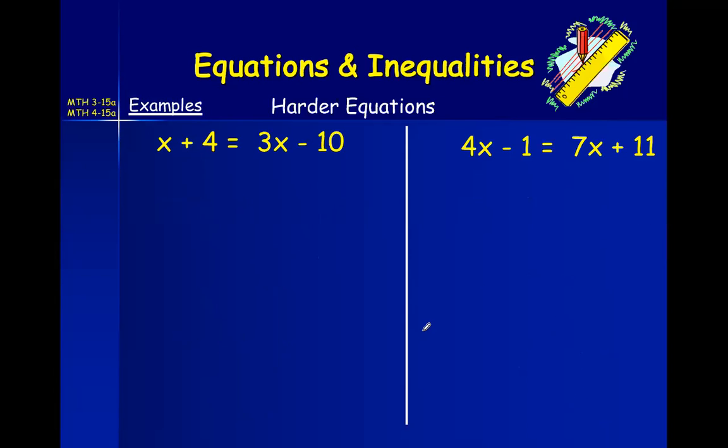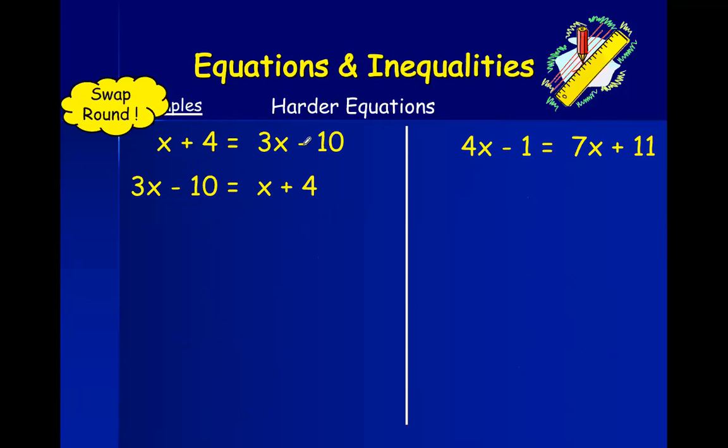Now, harder equation, but this is just to practice. So just like we did earlier on, I'm going to get rid of the 4 first by taking it away. Okay, so 2 ways to deal with this. Have you noticed that the 3x, the bigger of the 2, is on the right side here? So you can rewrite this as 3x minus 10 equals x plus 4 to make it easier for you, because a equals b is the same as b equals a.